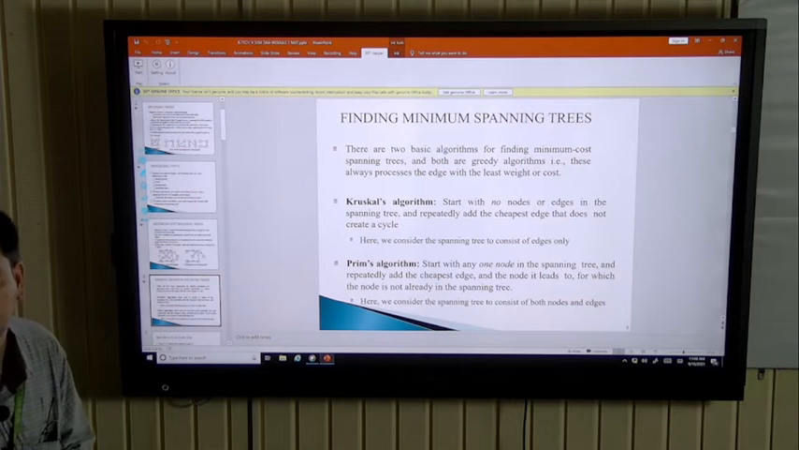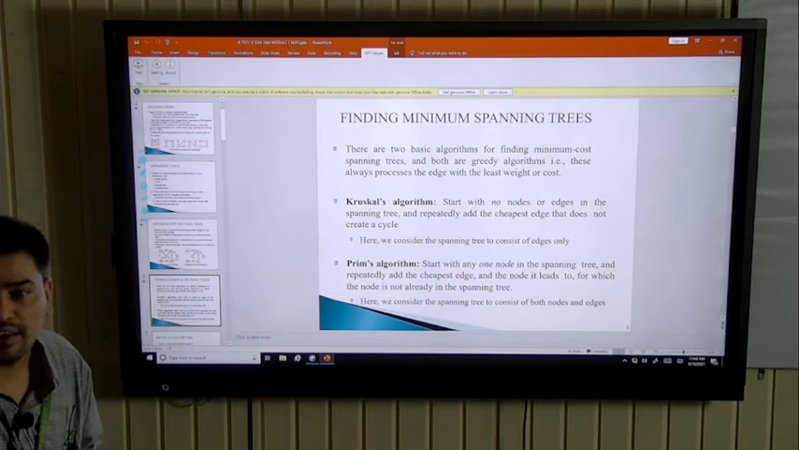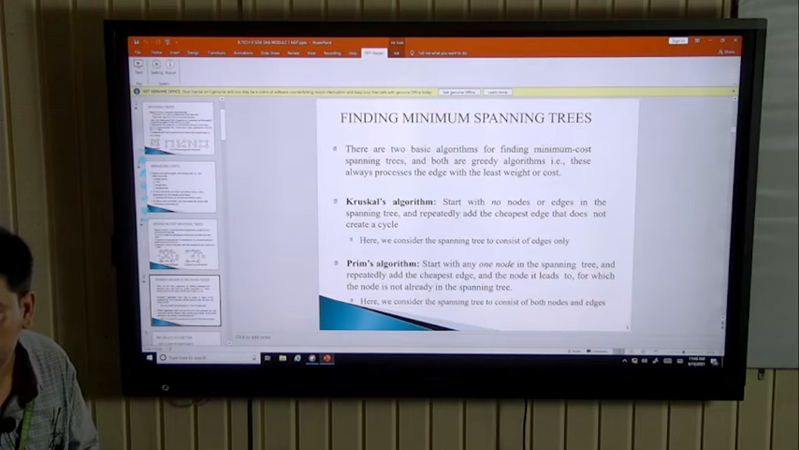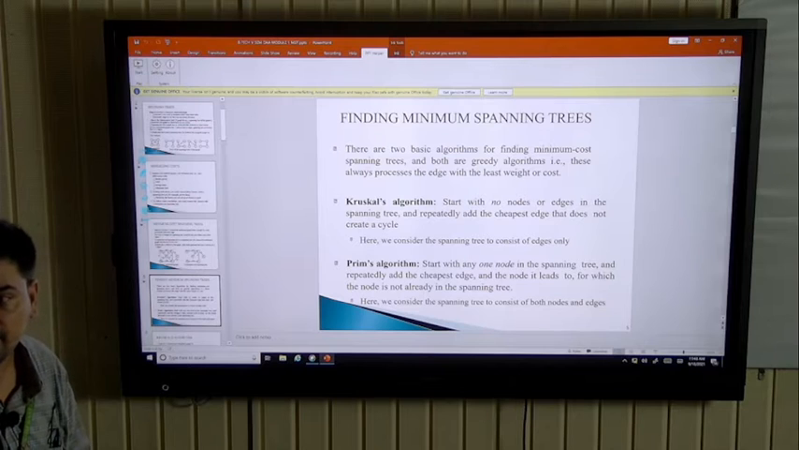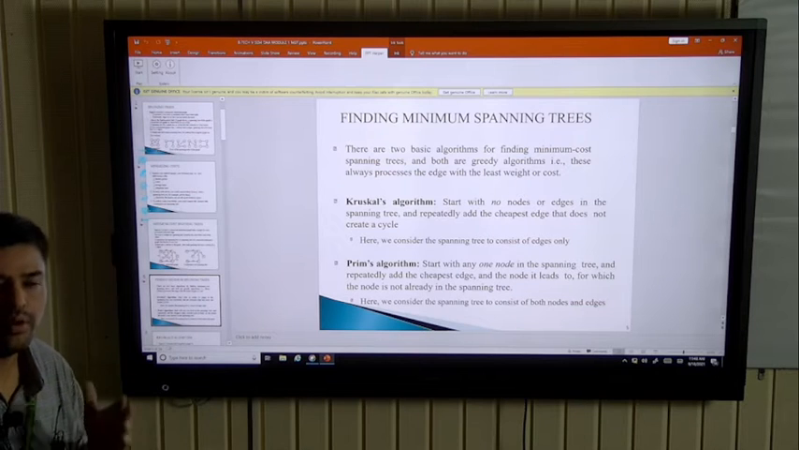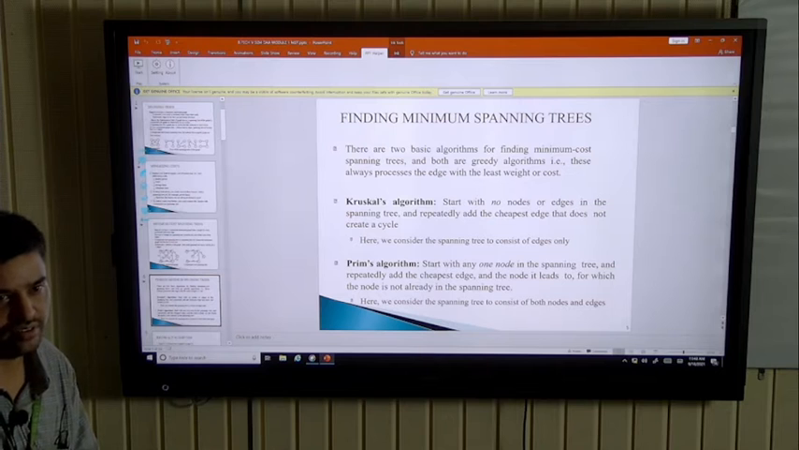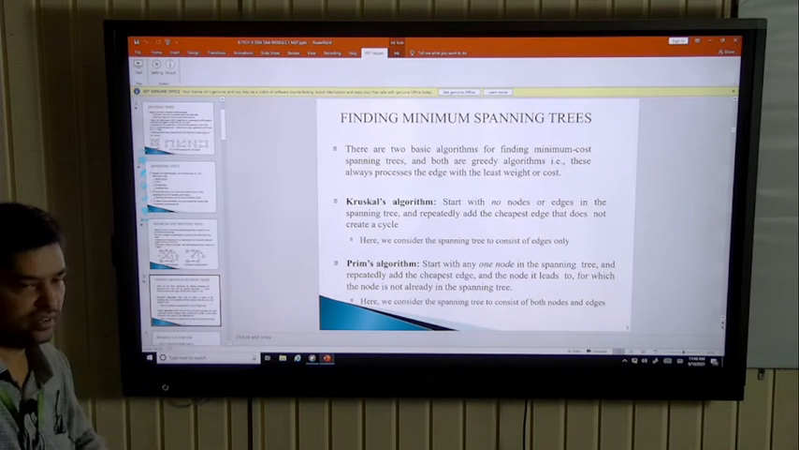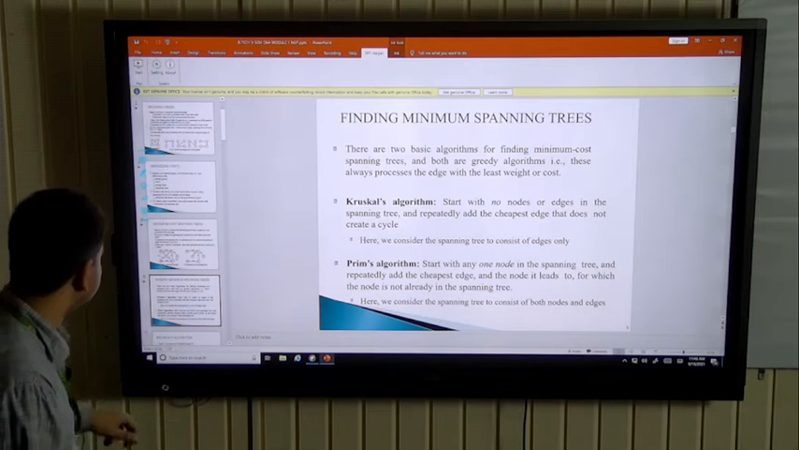There are two methods to find the MST, the minimum spanning tree. Which ones? Kruskal and Prim's. Through Kruskal's and Prim's algorithms we find the minimum spanning tree. Is it clear? There are two methods. What is the difference between these two methods?